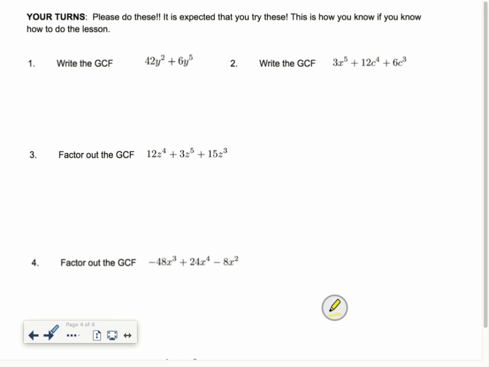So the examples are done. Now I'm going to ask that you try some of these on your own. So there are 5 your turns. Again, we expect that you do these because this is how we're going to gauge how much you got from the video. So remember, when there's 2, we only have to do 1 GCD. When there are 3, GCD, parenthesis, GCD, parenthesis. So look back at your notes if you need to. There are 5 of them.